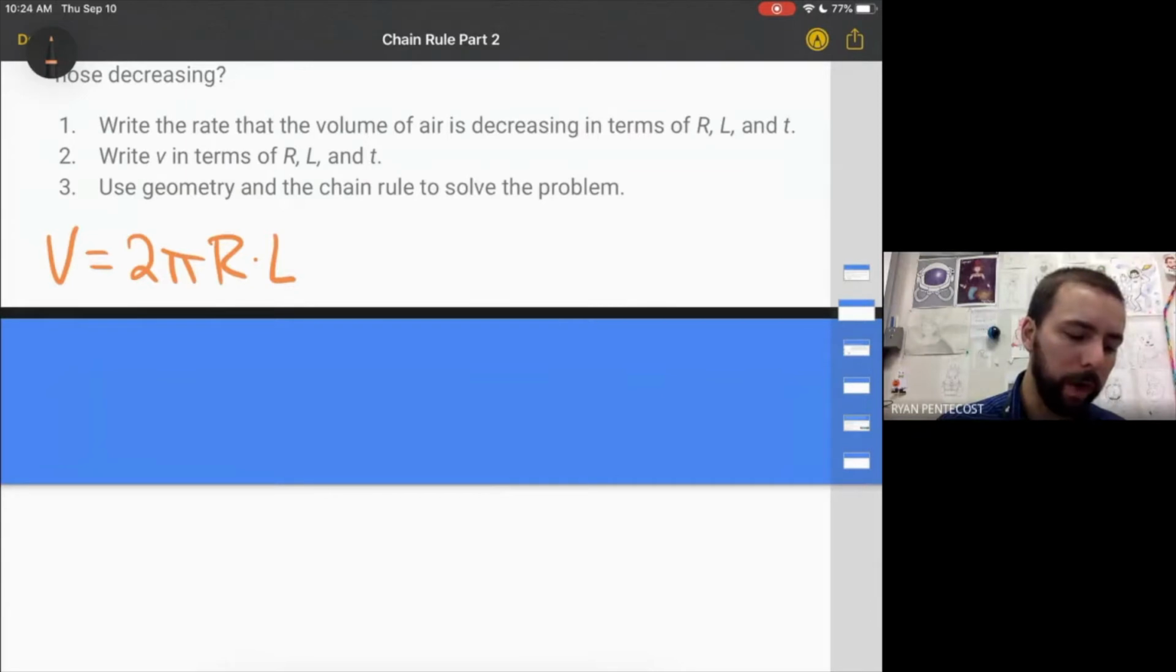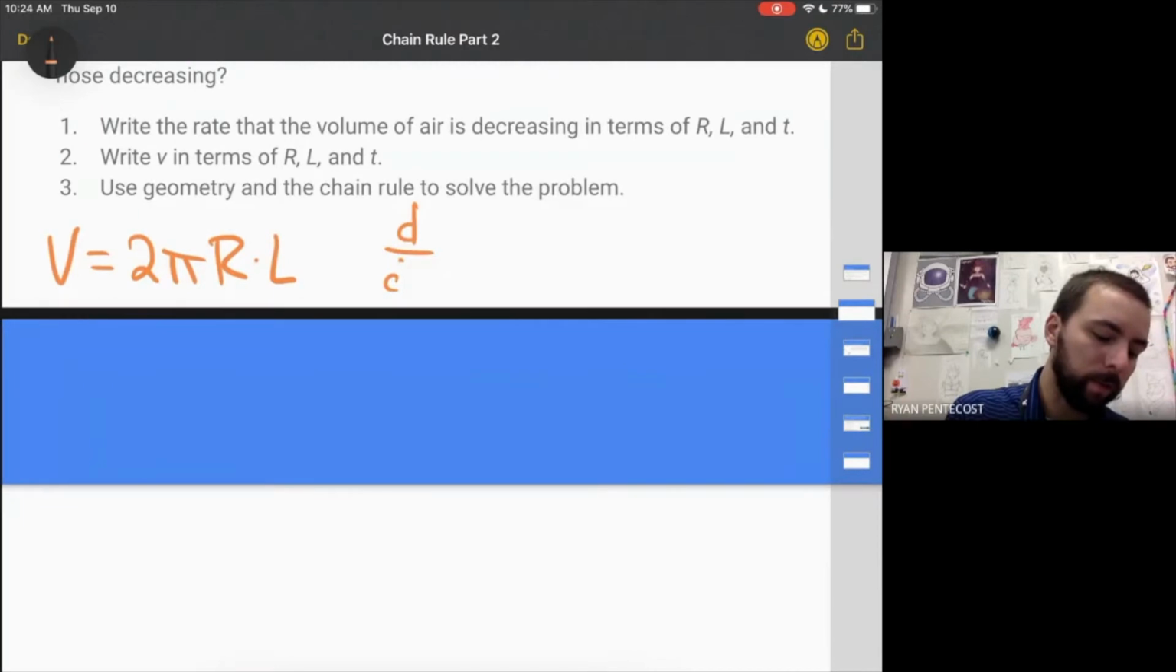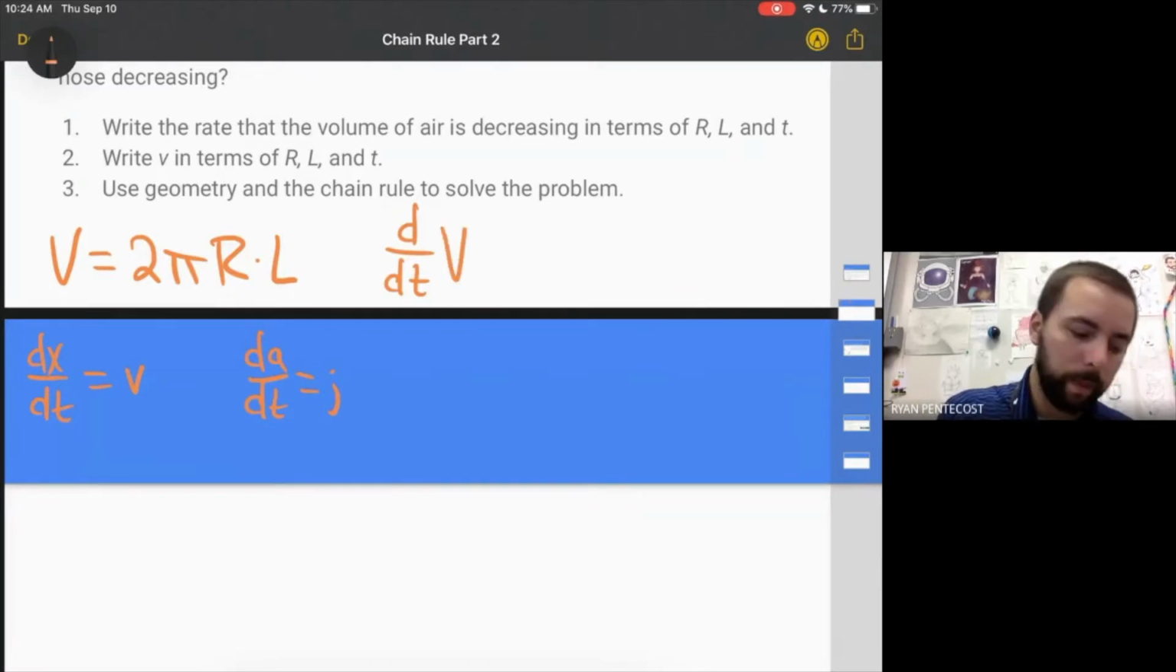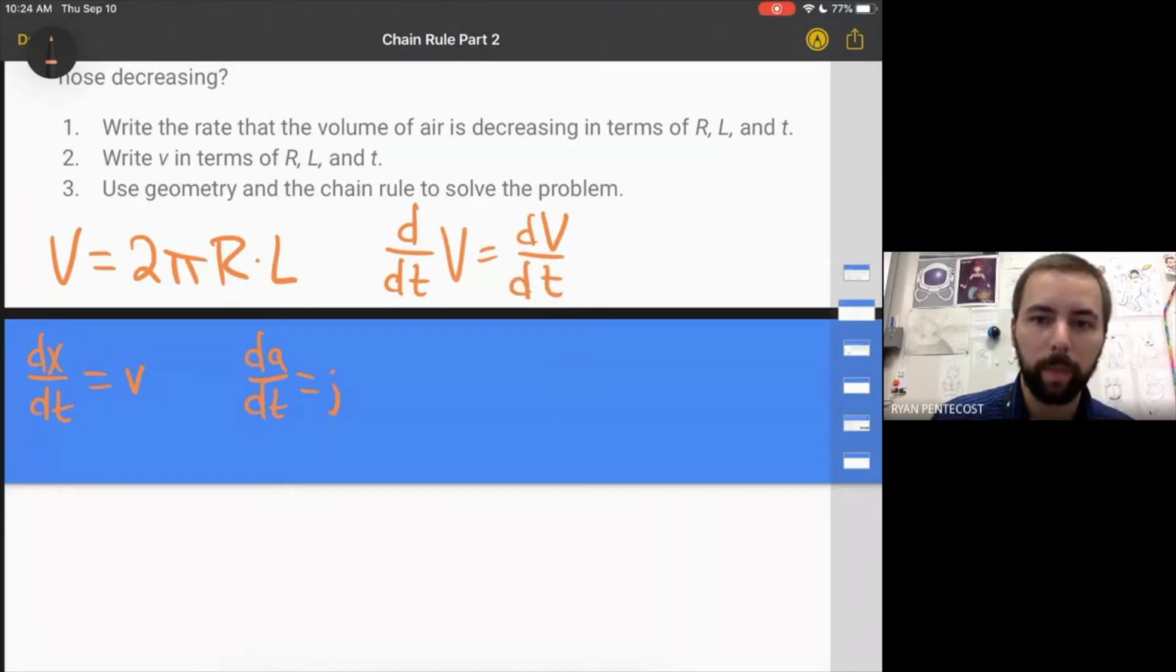Now, the rate that the volume of air is decreasing. So we're looking at the rate of change for volume. So when we want to write rate of change, we can also say that is the derivative with respect to time. Like when we say rate of change of position is velocity, we could say dx dt is velocity. Or the rate of change of acceleration is jerk, things like that. So the rate of change of volume can also be shown as dV dt. Okay, so that is what we're looking for.